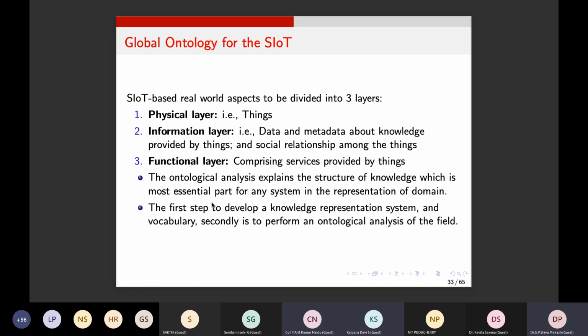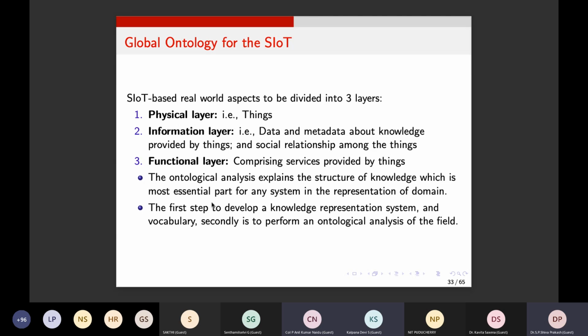Whereas the information layer contains the data and also the metadata about the knowledge provided by the things. It also contains the social relationships among the things. If you look into the SIoT perspective, when you try to use an SIoT, it has these things. And finally, the function layer has the set of services that are provided by these things.